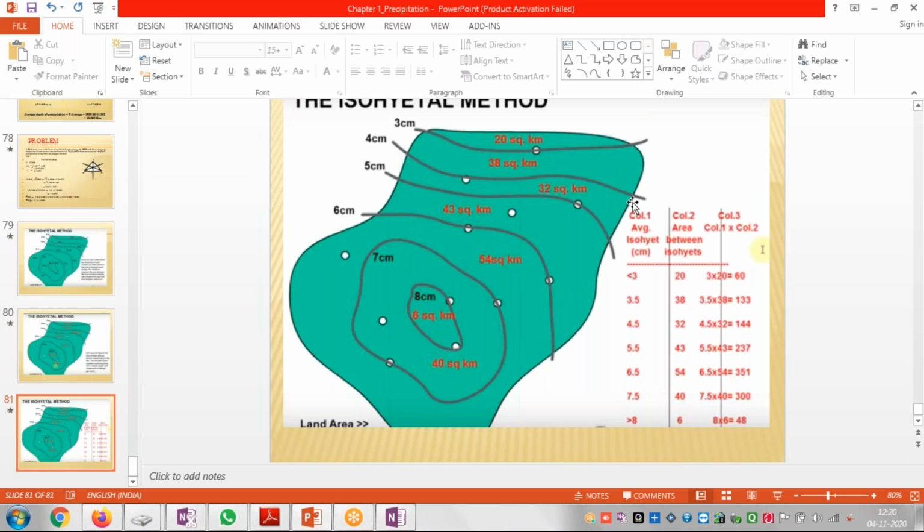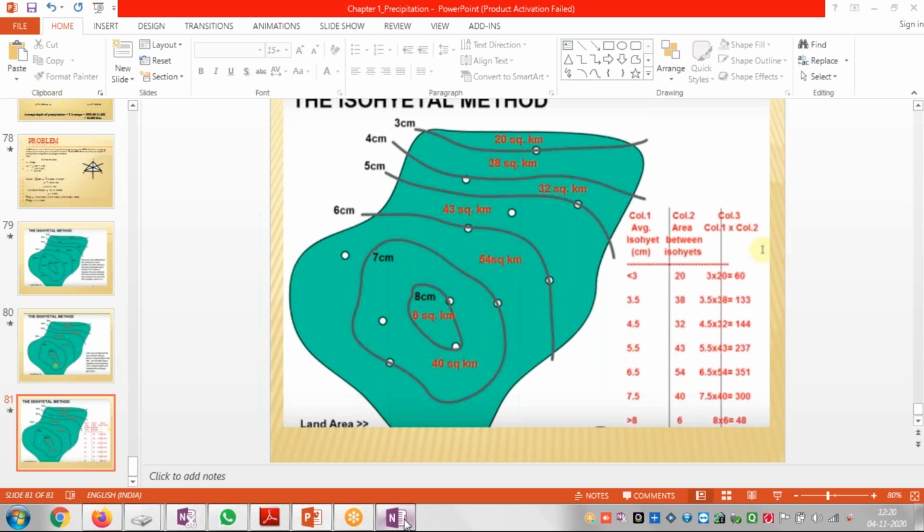Then what we will do, we know that this area is 20, this is 38, 32, 43, 54, this is 40, and this last one is 6 kilometer square. So you can see here the average rainfall is multiplied by the area A1, so we will get this value. Likewise we will calculate all, and we will sum these values.